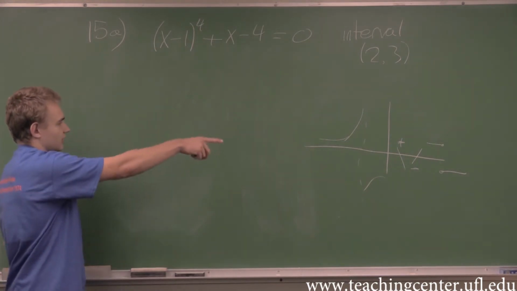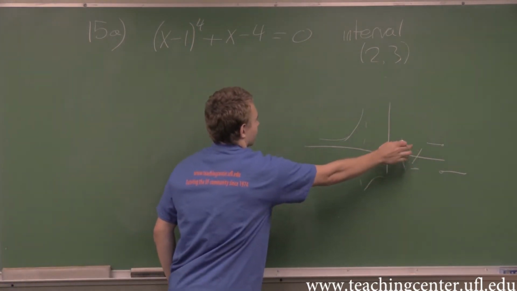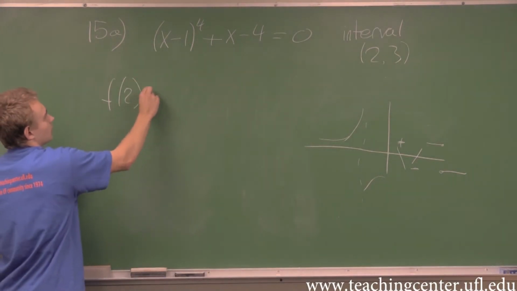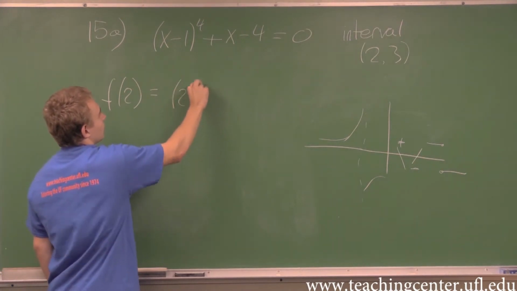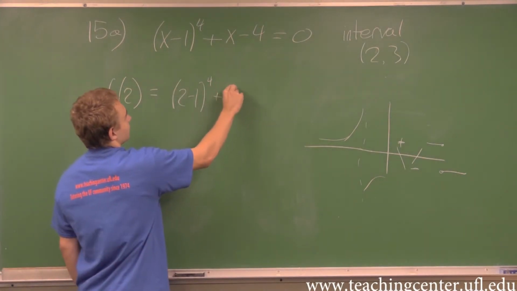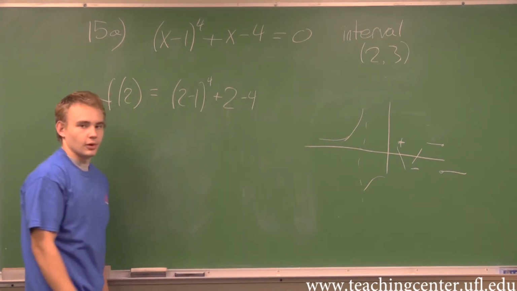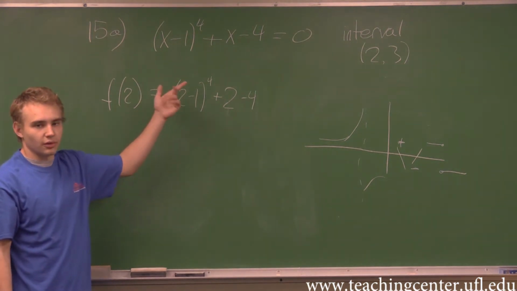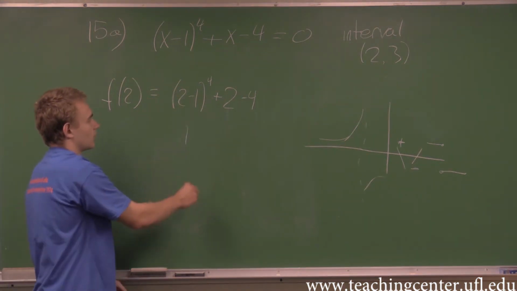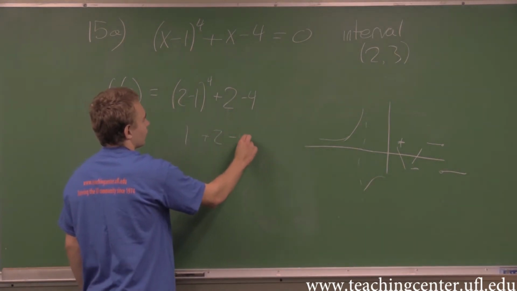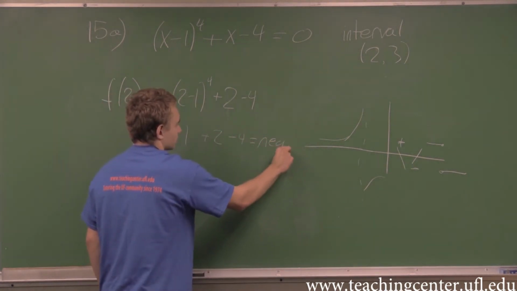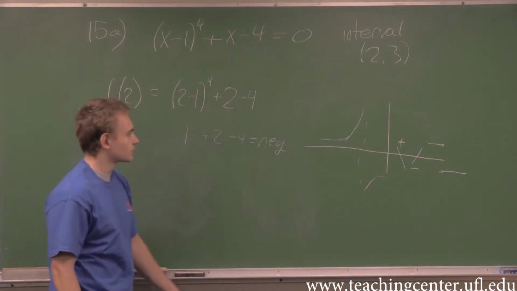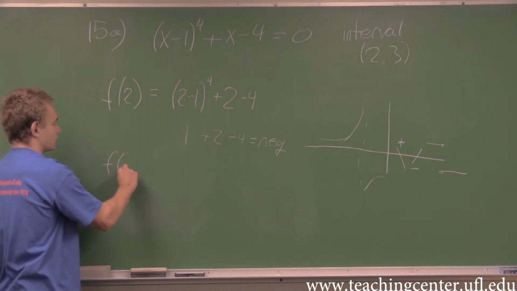Okay, so let's see if this actually happens now on our interval from 2 to 3. f of 2 is going to equal (2 minus 1) to the 4th plus 2 minus 4. So 2 minus 1 is 1, to the 4th is still 1, right? Plus 2 minus 4 gives you a negative number. What the number is doesn't matter, right? All I need to know is that it is negative. All right, let's try f of 3.